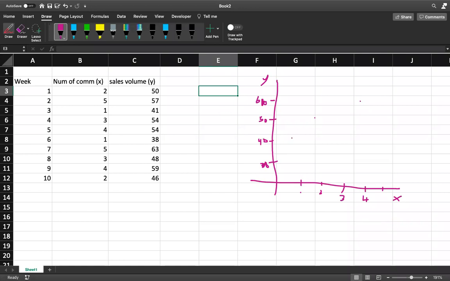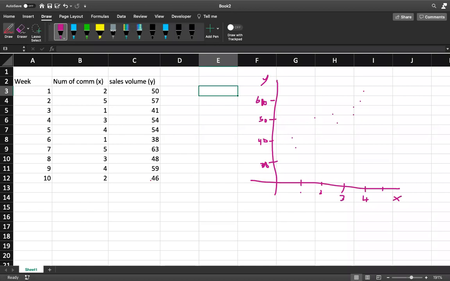1 goes with 41, let's say located somewhere here. 3 goes with 54, located somewhere, let's put it here. 4 goes with 54, also somewhere here, right? Yeah. So 1 goes with 38 somewhere here, and 5 again, the 5 value is 63 at the top here. 3 goes with 48. Where's 48? 48 can be here. And then 4 goes with 59, also somewhere here.